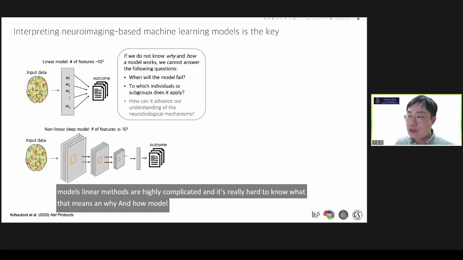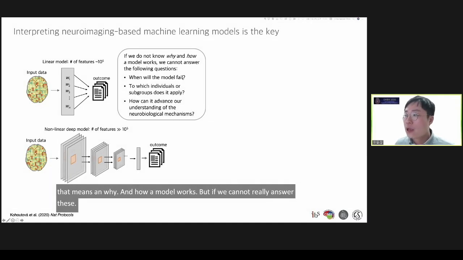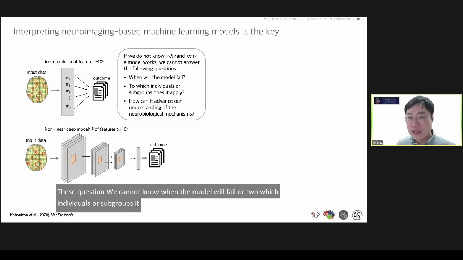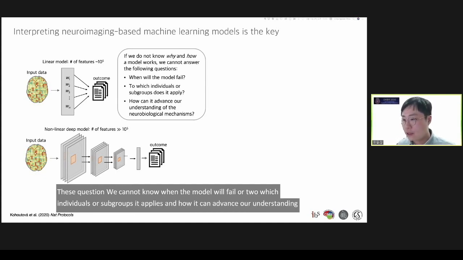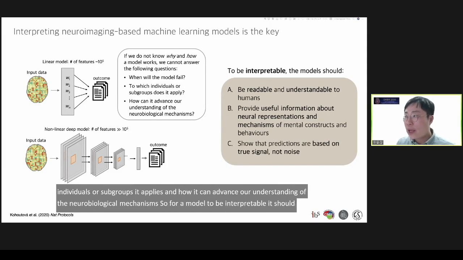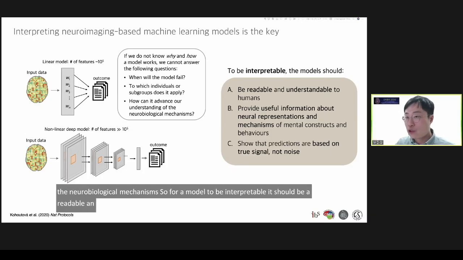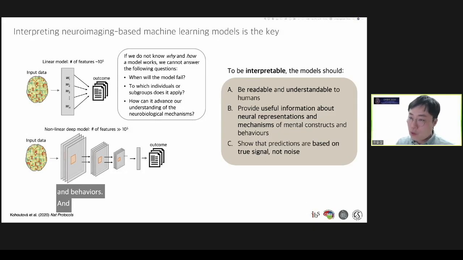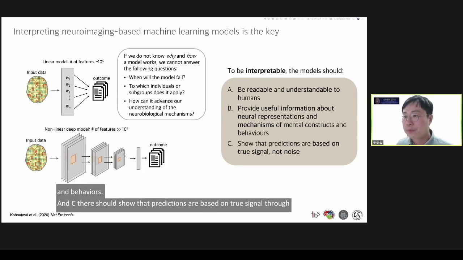But if we cannot answer this question, we cannot know when the model will fail, or to which individuals or subgroups it applies, and how it can advance our understanding of the neurobiological mechanisms. So for a model to be interpretable, it should be A, readable and understandable to humans, to researchers; B, provide useful information about neural representations and mechanisms of mental constructs and behaviors; and C, show that predictions are based on true brain signal, not noise.